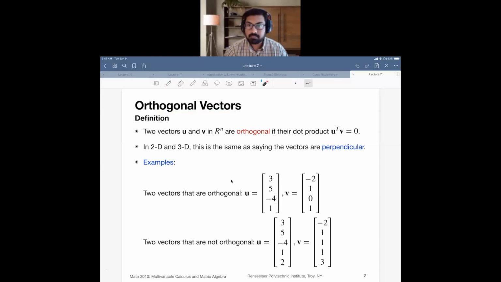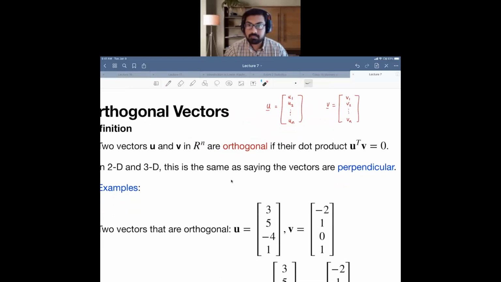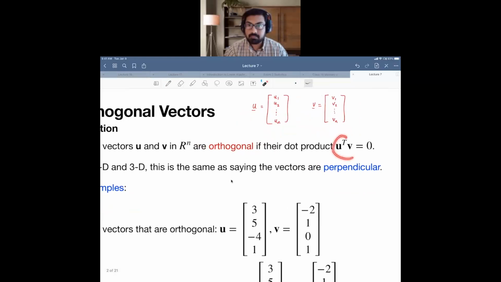And this is going to be pretty simple. It's going to be computing the dot product of two vectors. So suppose that you have two vectors, u and v, and they are both in the Euclidean space R^n. So u is u1, u2, so on, un. And similarly for v, you have v1, v2, so on up to vn, right? They're both belonging to R^n. And they're going to be considered orthogonal to each other if their dot product, which is u transpose multiplied by v, goes to zero.